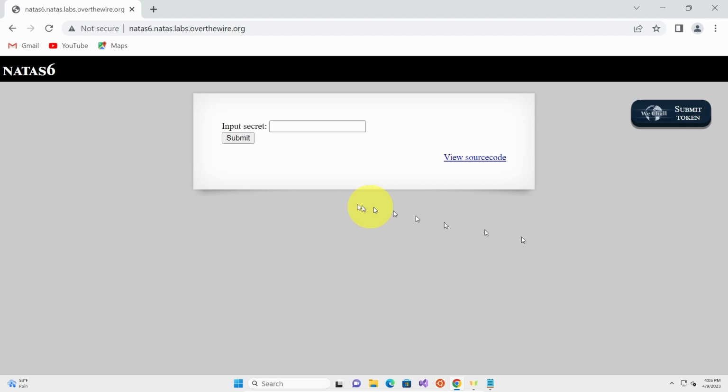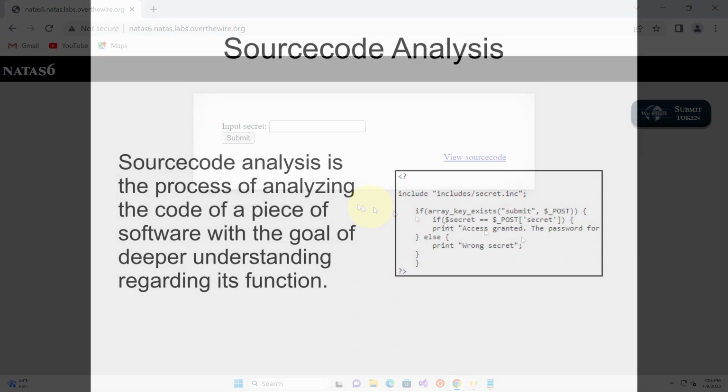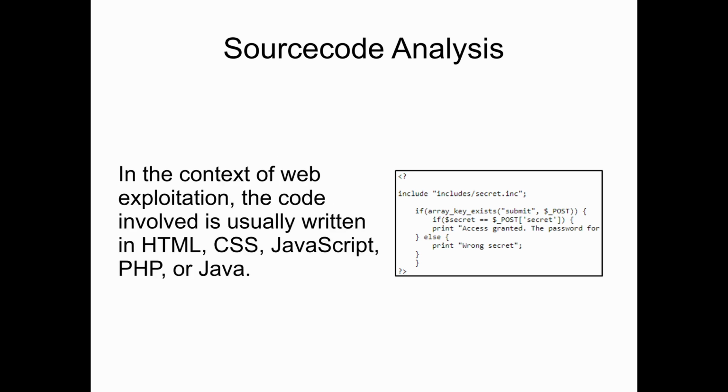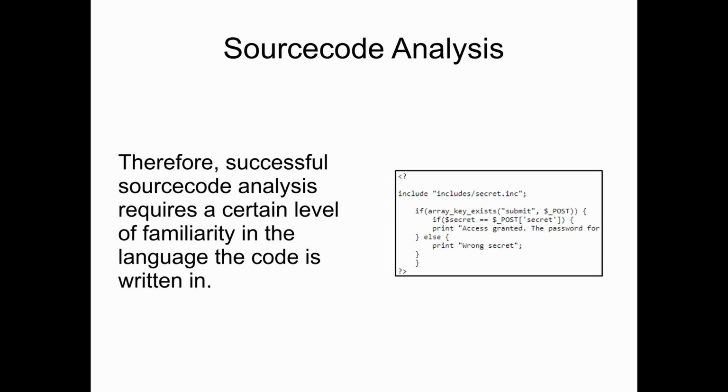That said, we find ourselves on the landing page for Natas 6, so let's go over the concept we'll be using to solve this level. Source code analysis is the process of analyzing the code of a piece of software with the goal of deeper understanding regarding its function. In the context of web exploitation, the code involved is usually written in HTML, CSS, JavaScript, PHP, or Java. Therefore, successful source code analysis requires a certain level of familiarity in the language the code is written in.